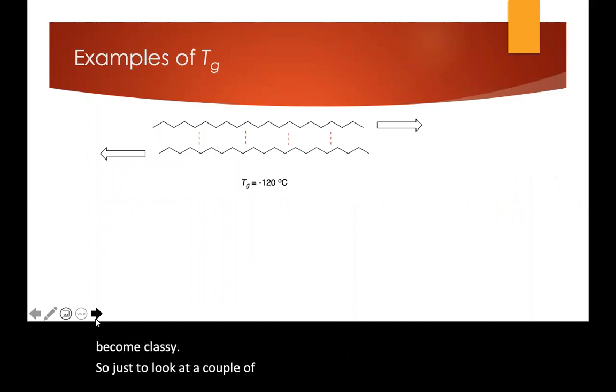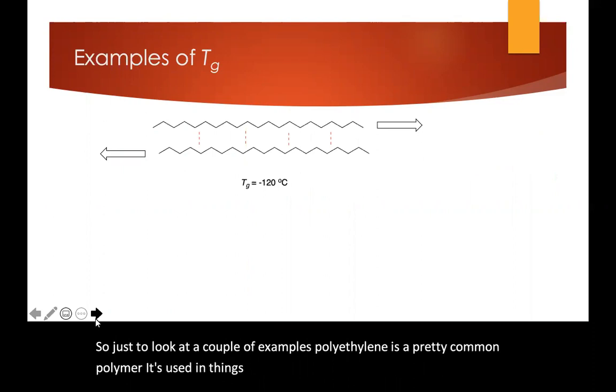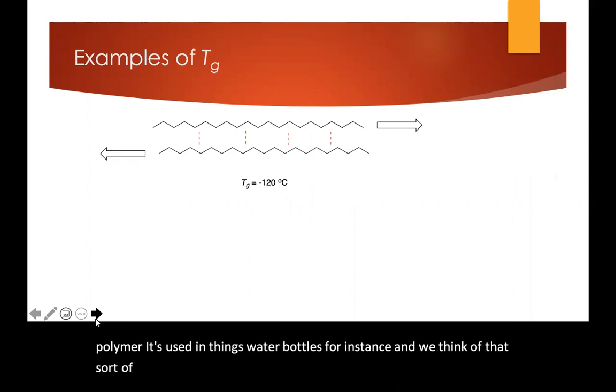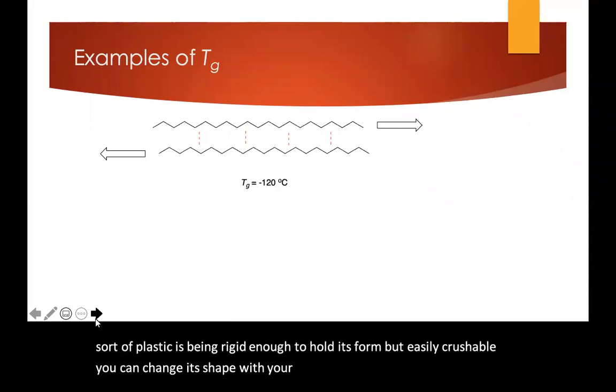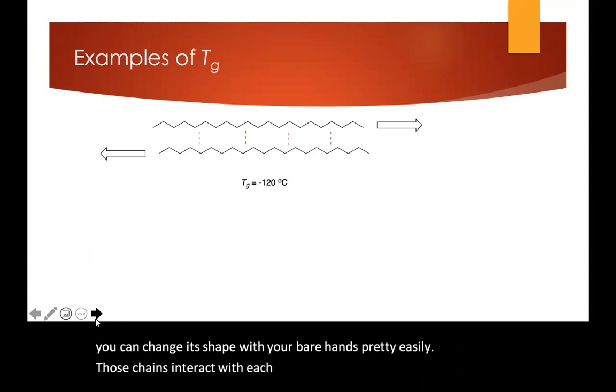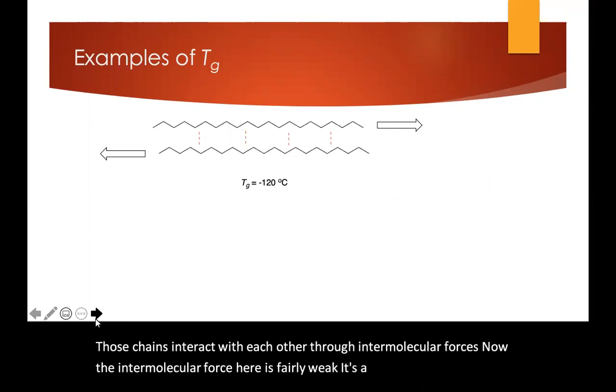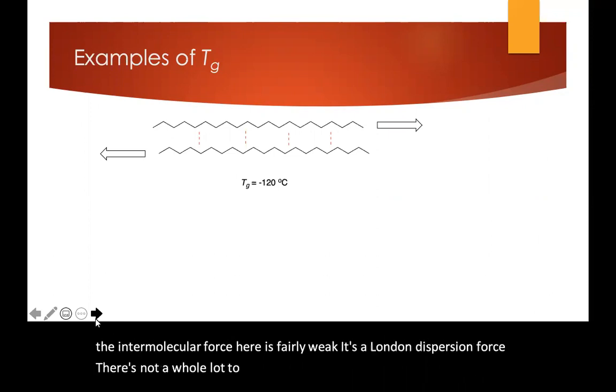So just to look at a couple of examples, polyethylene is a pretty common polymer. It's used in things like water bottles, for instance. We think of that sort of plastic as being rigid enough to hold its form, but easily crushable. You can change its shape with your bare hands pretty easily. Those chains interact with each other through intermolecular forces. Now, the intermolecular force here is fairly weak. It's a London dispersion force. There's not a whole lot to hang on to here.